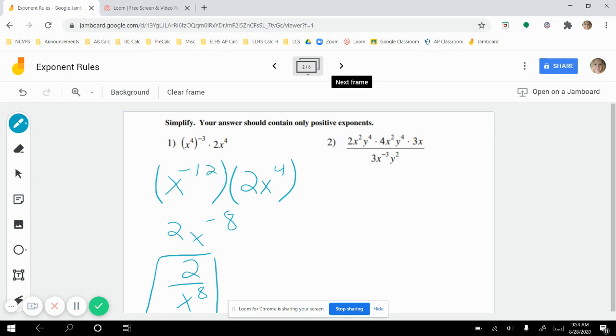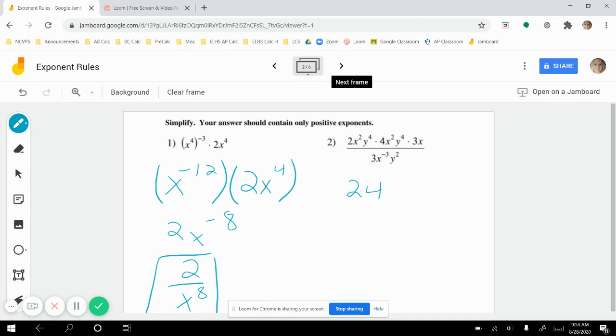All right, now let's take a look at this next one. We've got a lot going on here. We have 3 things being multiplied on the top, and then we have to do a division. For ones like this, you want to do any operations that you have on the top and any operations on the bottom, and then you want to divide. So in this case, we don't have any operations on the bottom. Let's go ahead and do everything on the top. Let's look at our coefficients. We have 2, 4, and 3. 2 times 4 times 3 is going to give us 24.